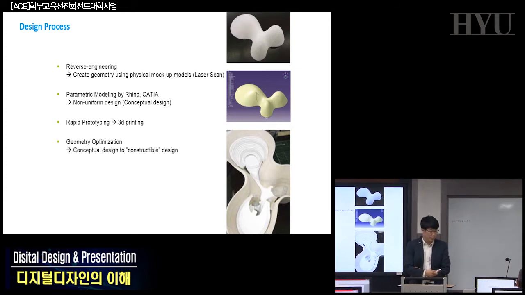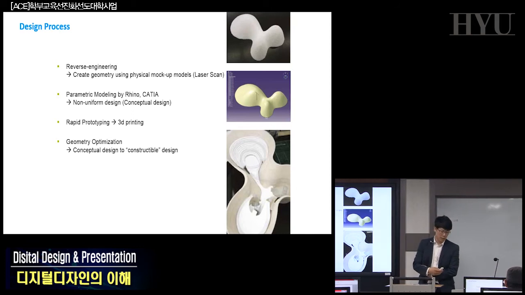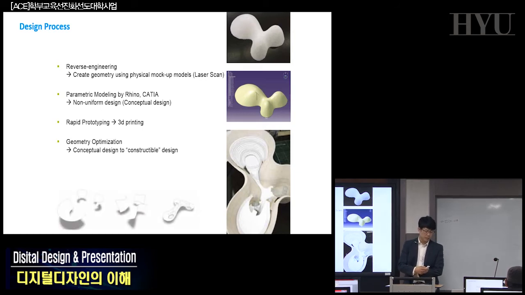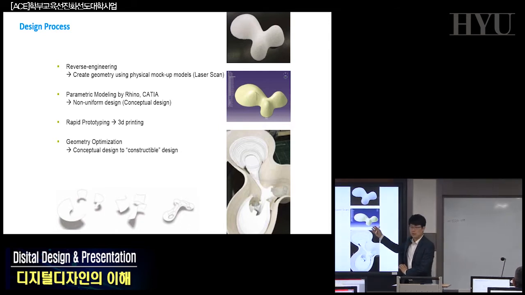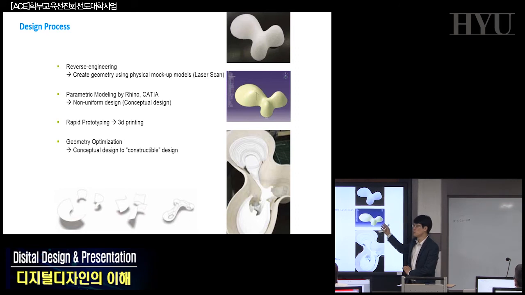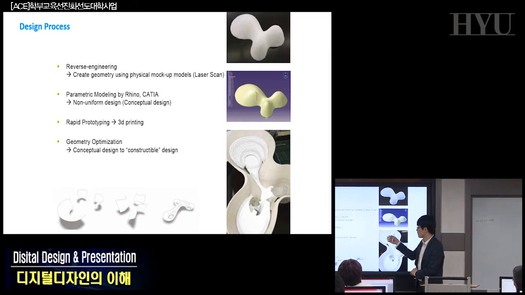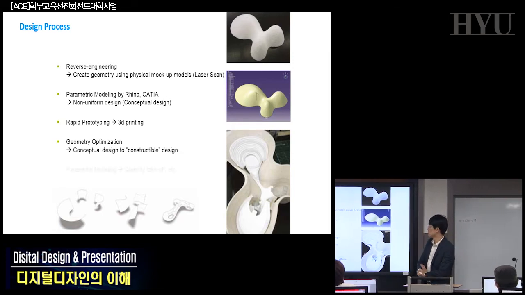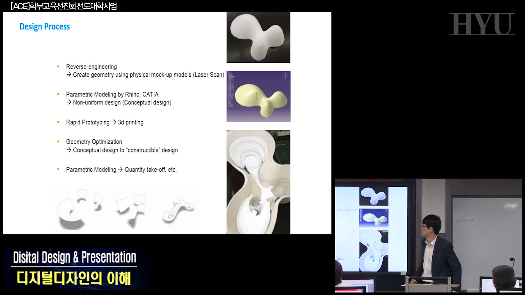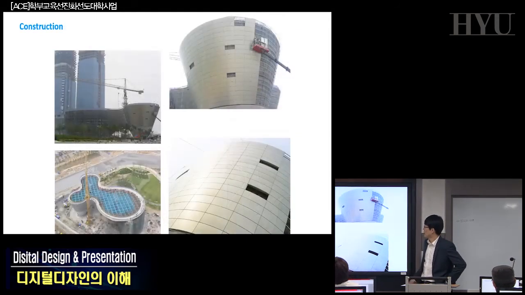And they iteratively do some geometric optimization process, from conceptual design to constructible design. So they made this one because this is design, but the question is how to build this one on site. That's the problem. How to resolve the surface design, make them constructible. So they use the parametric modeling approach, and this is actual site construction pictures.